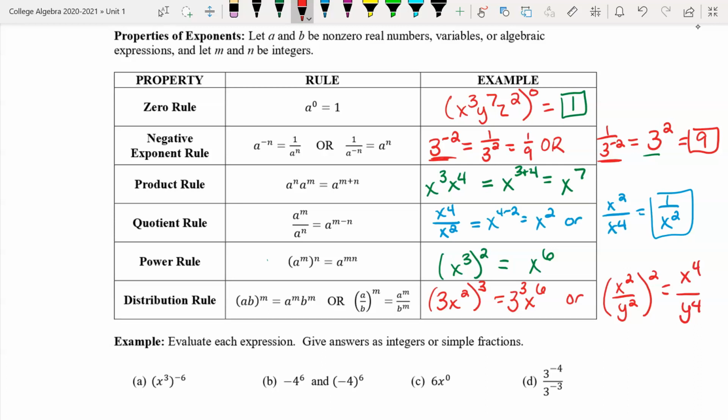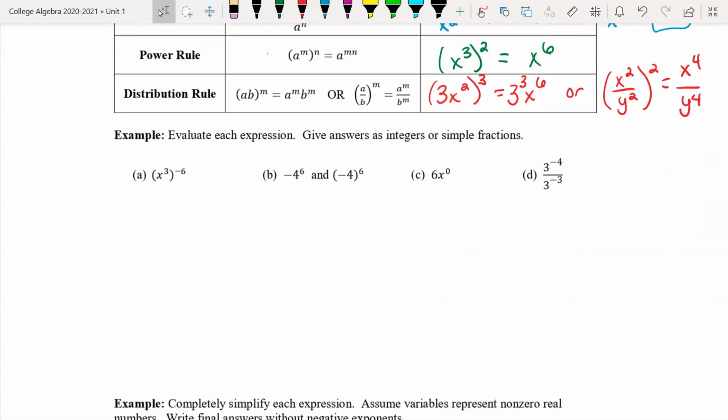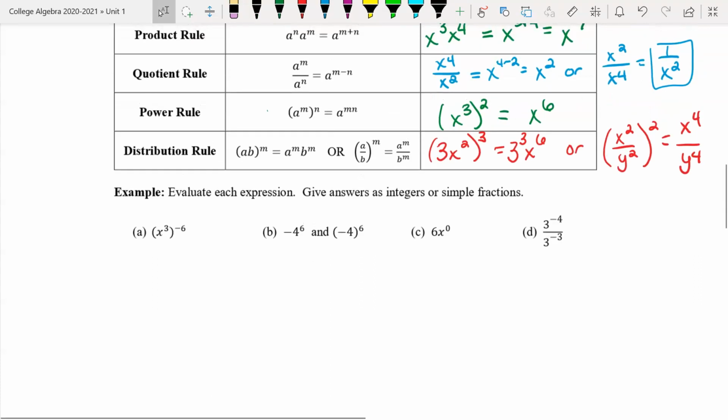So that's all the properties. The big thing, guys, is that whenever you're doing this, I just like to get rid of my negative exponents, but it depends on the problem. So this one's the power rule. I'm going to multiply these two, and I get x to the negative 18th. I can't have negative exponents, so I put it under 1 to make it positive, and that would be my answer.